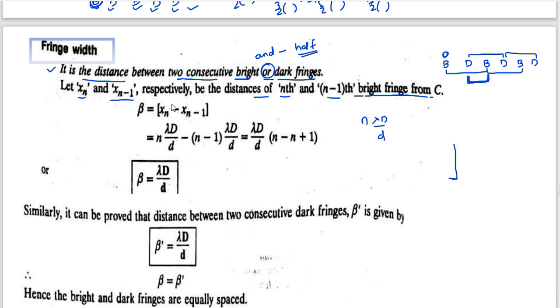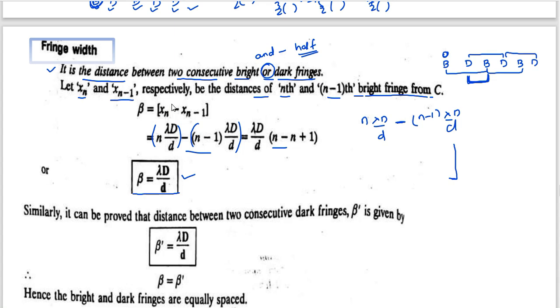What is the n minus 1 part? That is n minus 1 into lambda into capital D by small d. If you subtract one from the other, this is nth order, this is n minus 1th order. So after subtracting, what do we get? We get beta equal to lambda into capital D by small d. This is the fringe width formula for bright fringes.